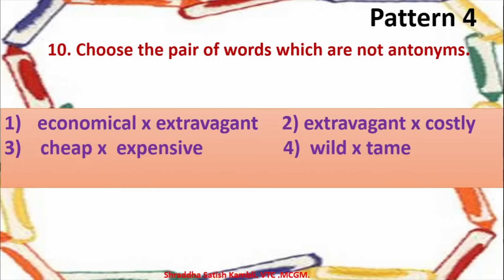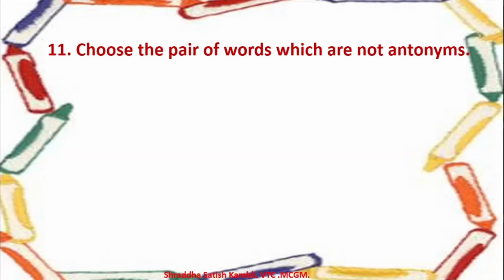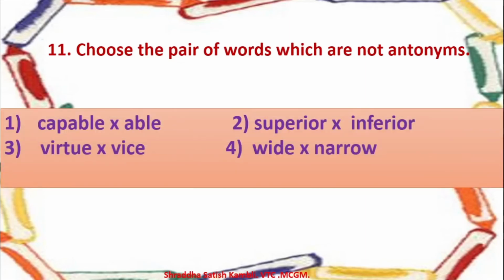Economical, extravagant; extravagant, costly; cheap, expensive; wild, tame. Out of these four pairs, one of them is not an antonym pair, that is, it is a pair of synonyms. Which is it? Example 2, extravagant and costly. Extravagant means something which has got too much of a cost, over the top as far as cost is concerned.